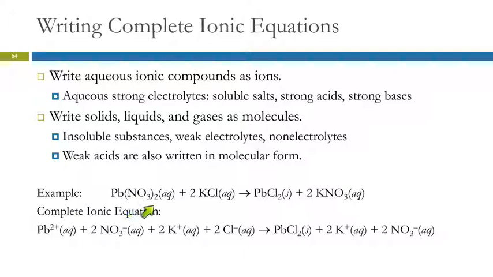Sometimes students get confused about what to do with these subscripts. Remember that the subscript is telling us how many of those ions we have. So the formula for that ion is not NO3 in parentheses 2. The 2 is telling me I have 2 of those ions, and so it's 2 of the NO3 minus. Any other questions?